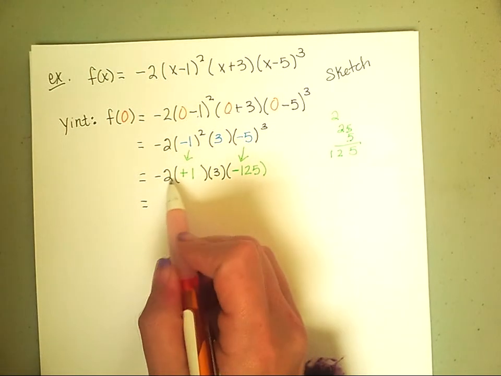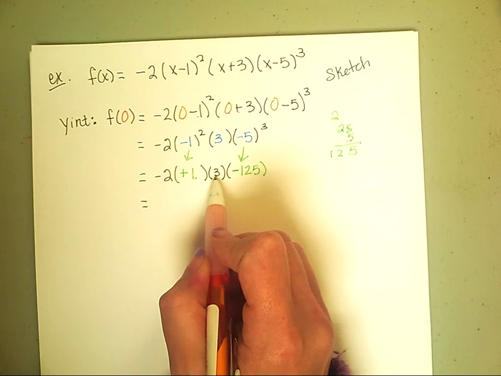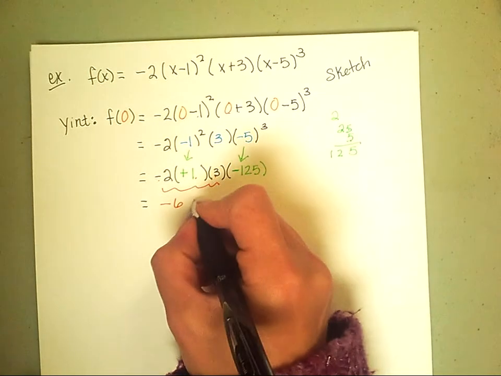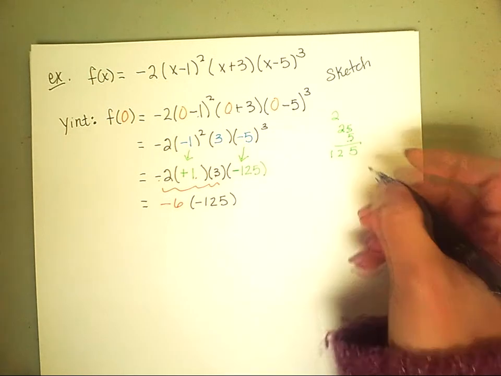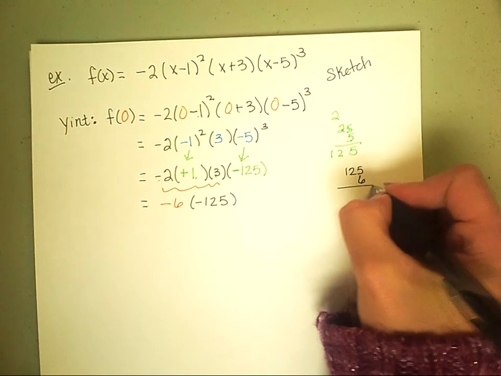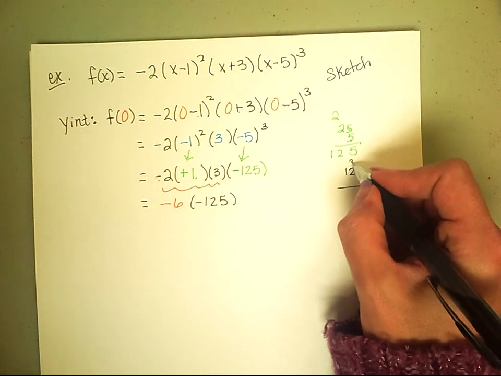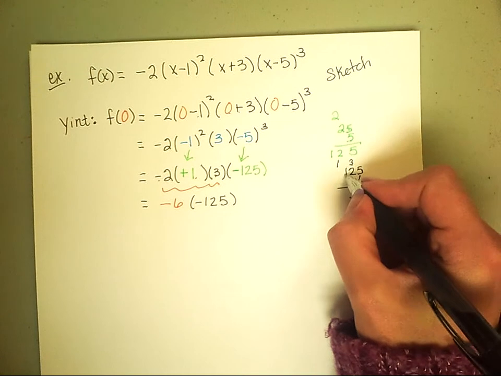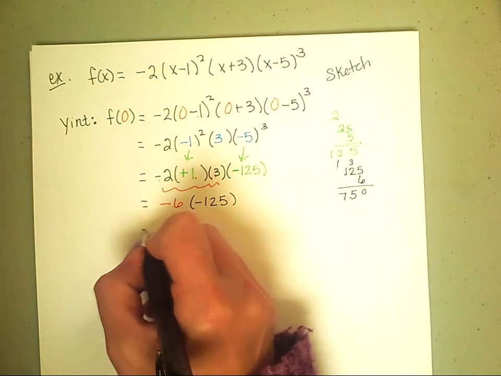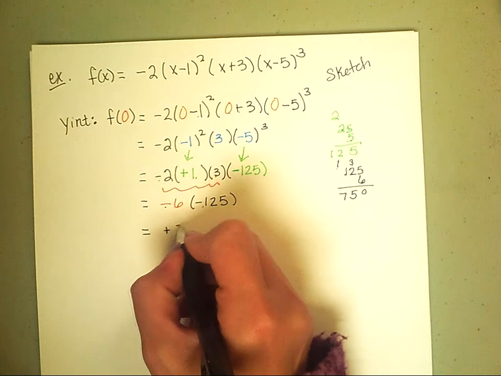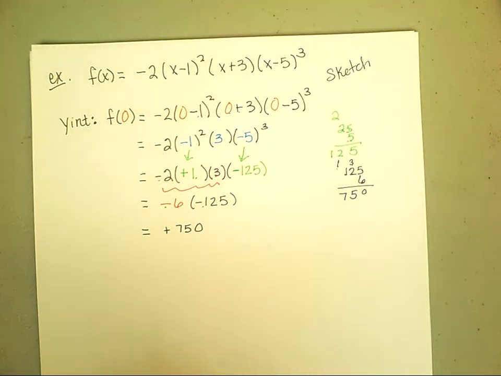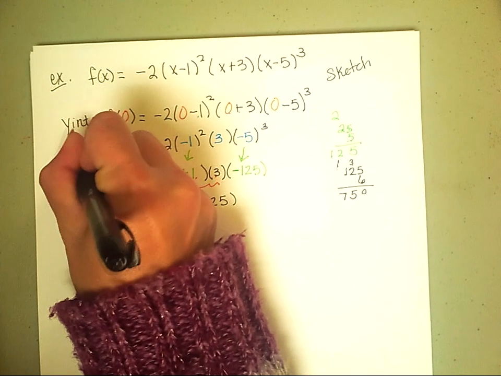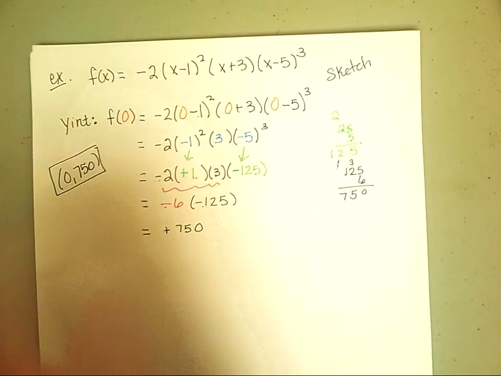Alright, now let's combine these. 2 times 1 is 2, times 3 is 6. Make that negative, so we have negative 6, and then still times this negative 125. Now I've got to take 125 times 6. 6 times 5 is 30. Carry the 3. 6 times 2 is 12, plus 3 is 15. 6 times 1 is 6, plus 1 is 7. Then a negative and a negative become positive. So when you evaluate that, you get positive 750. So that means our y-intercept is (0, 750).